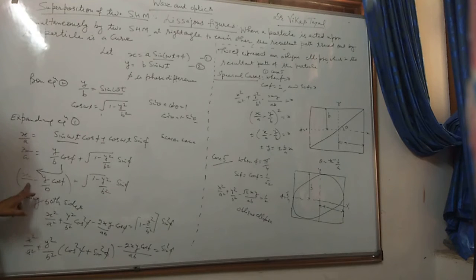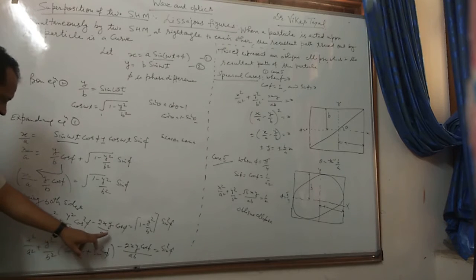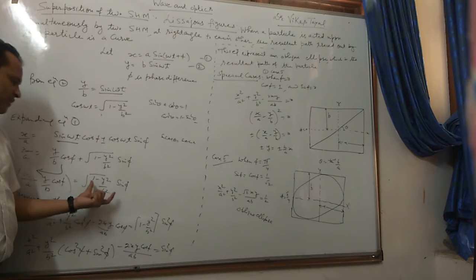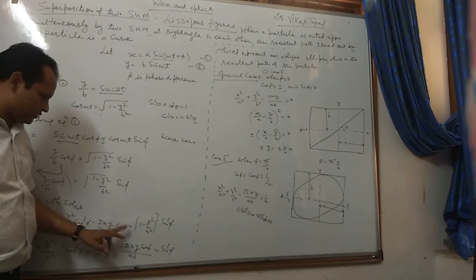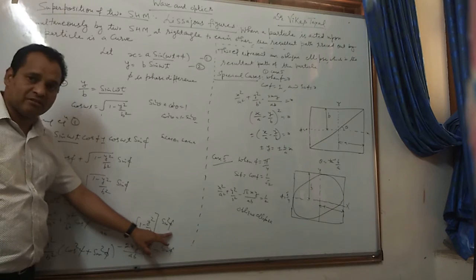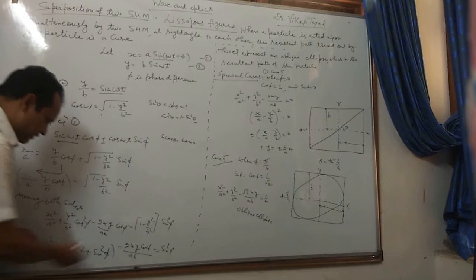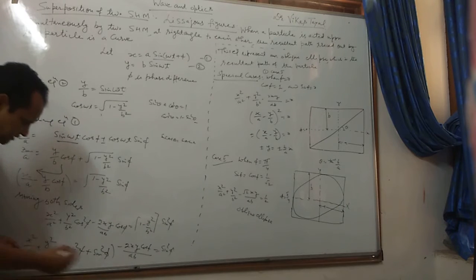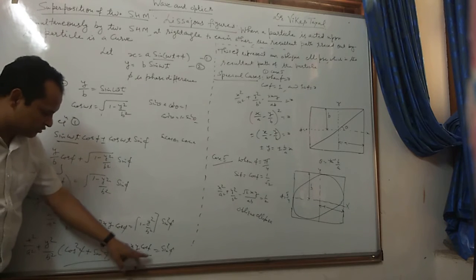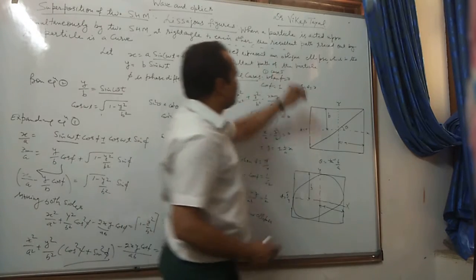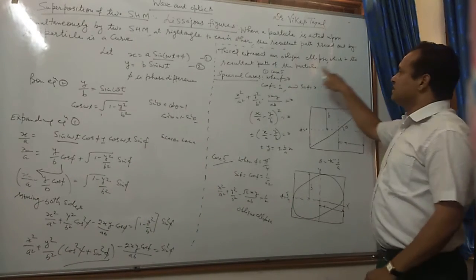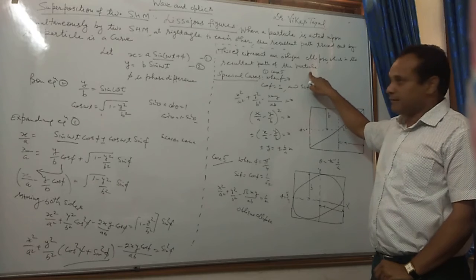Squaring both sides: x²/a² + y²/b² − 2xy cos φ/ab = (1 − y²/b²) sin²φ, since the square root cancels out. Then the y²/b² term combines with cos²φ and sin²φ, and cos²φ + sin²φ = 1, so we get x²/a² + y²/b² − 2xy cos φ/ab = sin²φ. This equation represents an oblique ellipse, which is the resultant path of the particle.